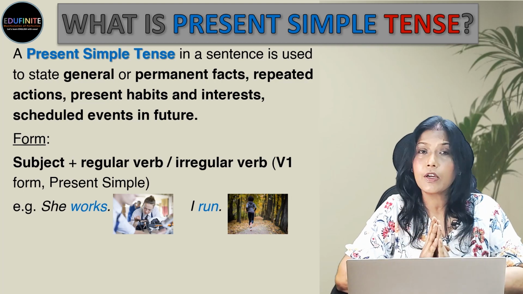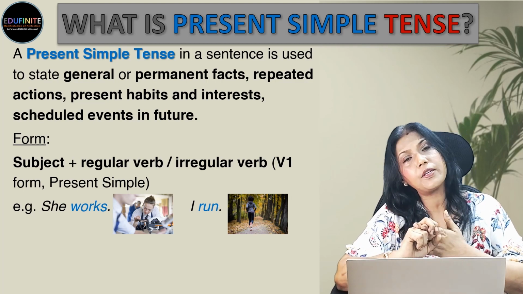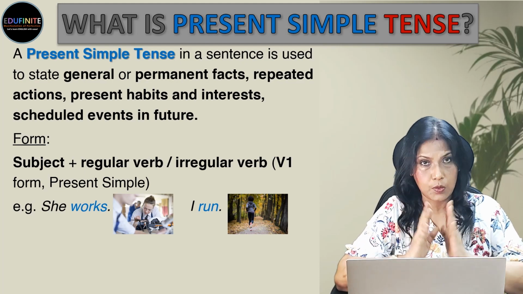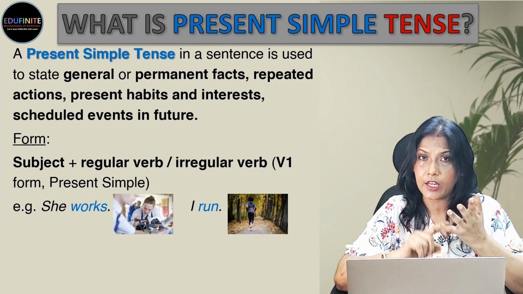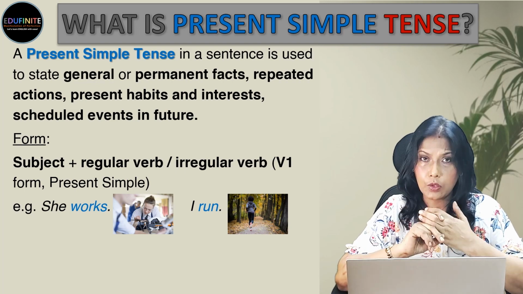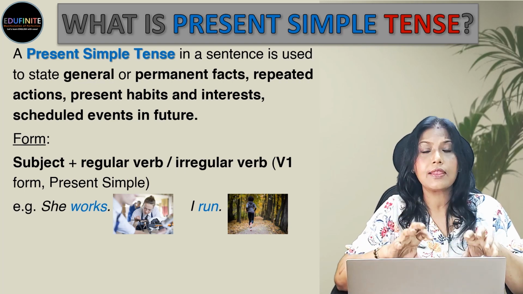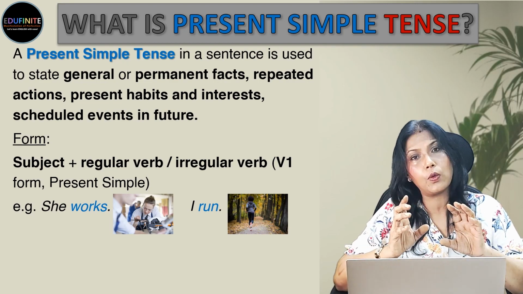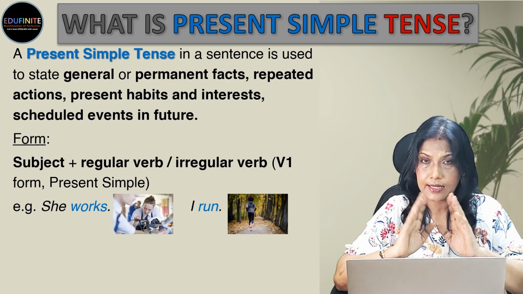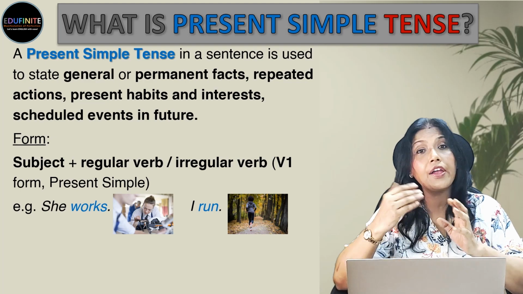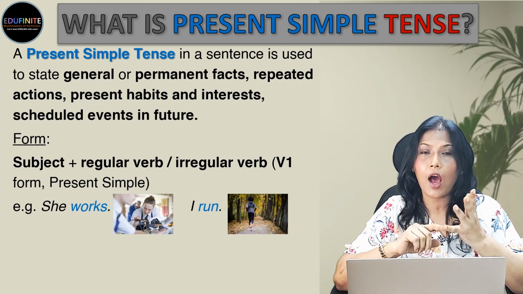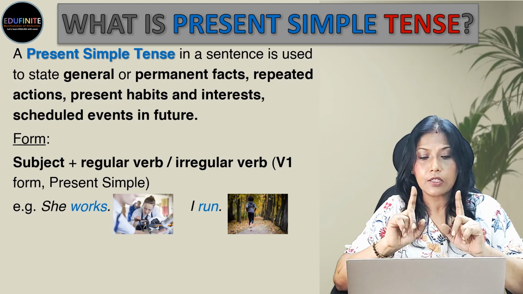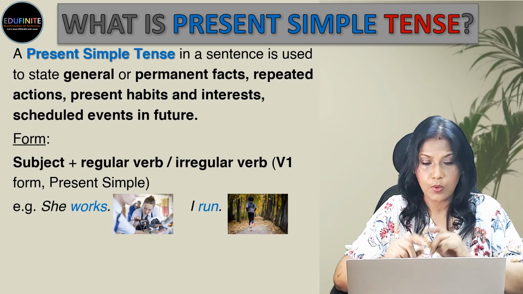She works. Because this is third person. In third person, what do we do? We add an S to that particular base verb. Third person singular number, he, she, it. These three pronouns, when they are used in the present simple tense, the verb that will follow them will have an S at its end. So she works. I run. So the rest of them, I, we, you, they, will not take any S. So it's I run, she works.